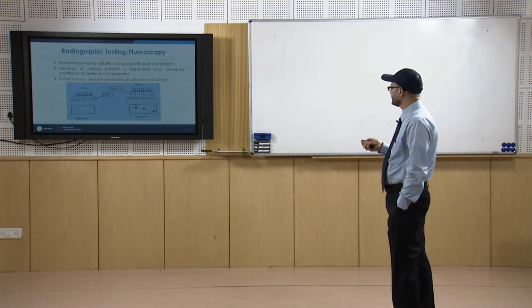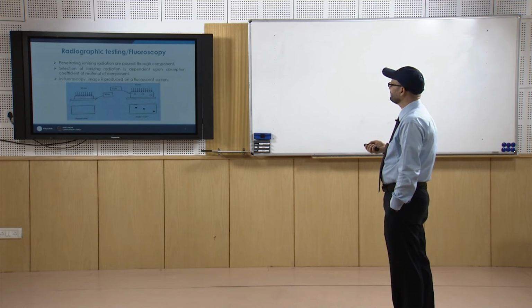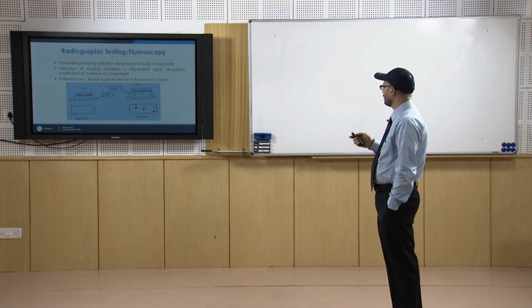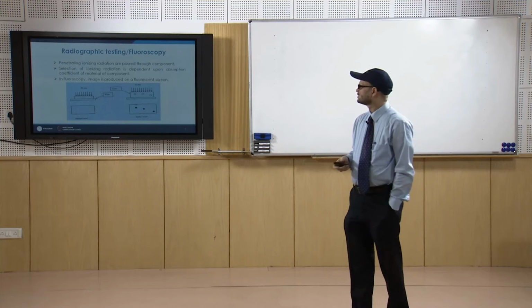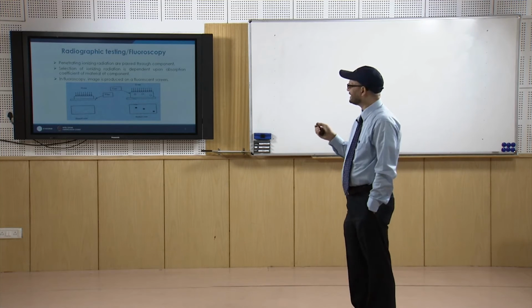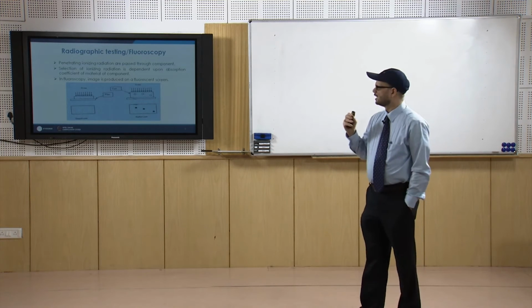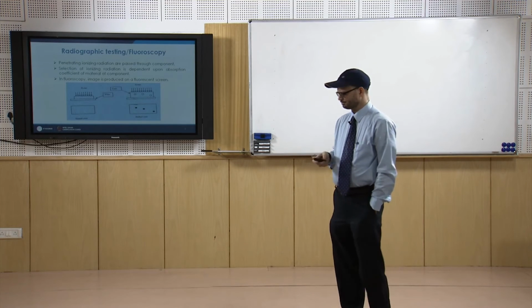So, one variety is the fluoroscopy. In that case basically the image which is produced, that basically is projected on a fluorescent screen or even attached to a TV screen. So, you can directly see this image on the screen. So, that is known as fluoroscopy. So, these methods are used for finding the internal flaws, if any, inside the casting.